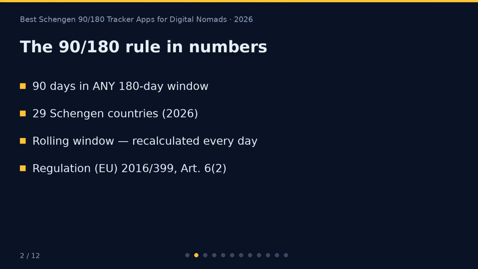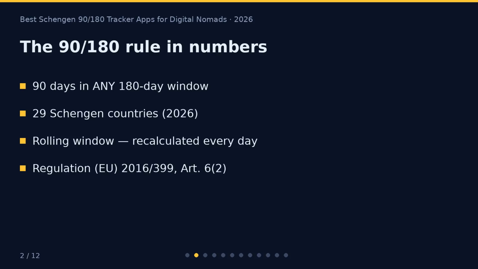First, the rule itself, in numbers. Non-EU travelers can stay 90 days within any 180-day period across the Schengen area, which in 2026 covers 29 countries. The keyword is any. It is a rolling window. Every single day, you look back 180 days and count every day of presence. Entry day and exit day both count as full days.